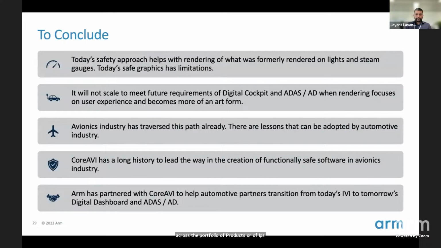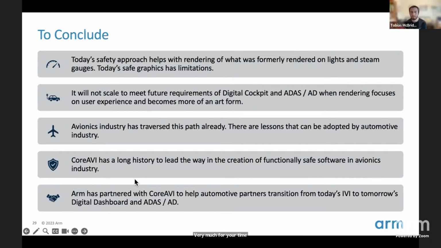To conclude then, today's safety approach helps with rendering of what was formerly rendered on lights and steam gauges. Today's safe graphics has limitations. It will not scale to meet future requirements of digital cockpit and ADAS and AD when rendering focuses on user experience and becomes more of an art form. The avionics industry has traveled this path already, and there are lessons that can be adopted by the automotive industry. CoreAVI has a long history of leading the way in creation of functionally safe software in the avionics industry. And to that end, ARM has partnered with CoreAVI to help automotive partners transition from today's IVI to tomorrow's digital dashboard and ADAS and AD. Thank you very much for your time.